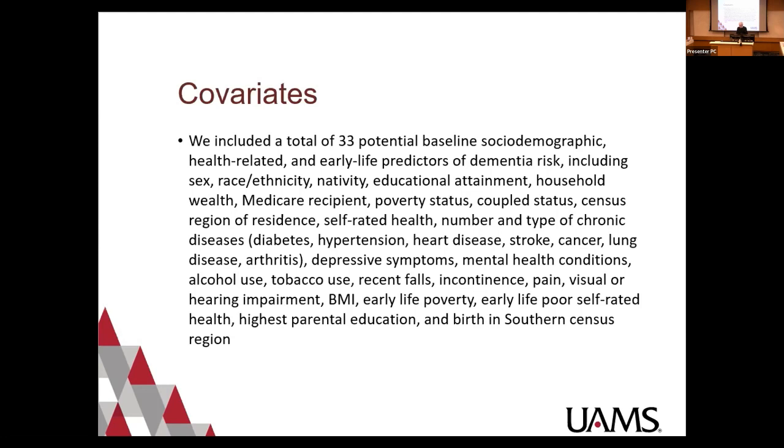In this model, we included a total of 33 potential baseline sociodemographic, health-related, and early life predictors of dementia risk. And there's a whole list of them here. Those included things like sex, race and ethnicity, nativity, educational attainment, Medicare recipient, poverty status, coupled status, census region of residence, as well as number and type of chronic conditions, depressive symptoms, mental health conditions, alcohol use, tobacco use, recent falls, BMI, and then several early life indicators such as early life poverty, early life poor self-rated health, highest parental education, and birth in Southern census region, in order to get at some of the work that has examined particularly how the intersection of educational attainment and growing up in the segregated South drive observed disparities.